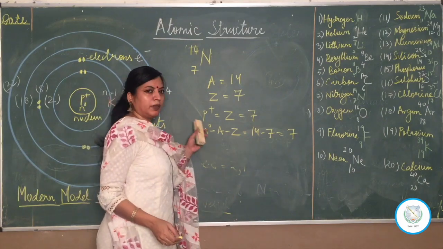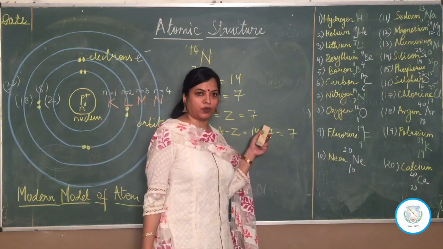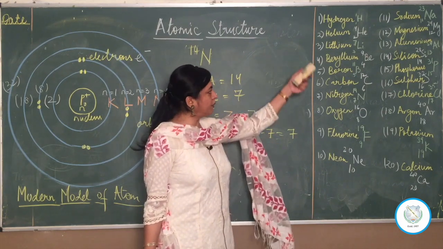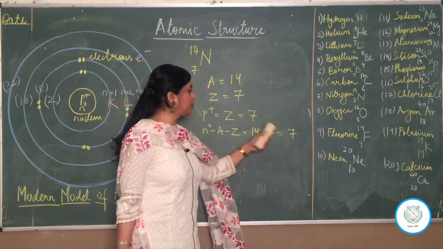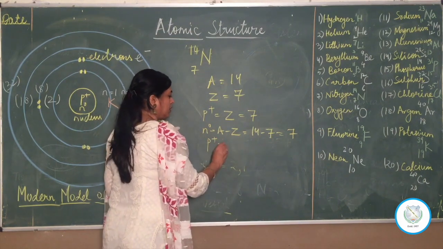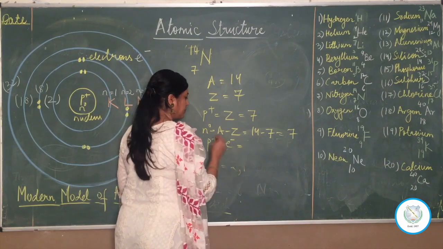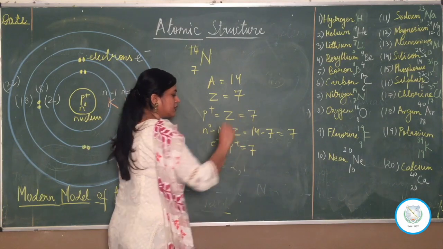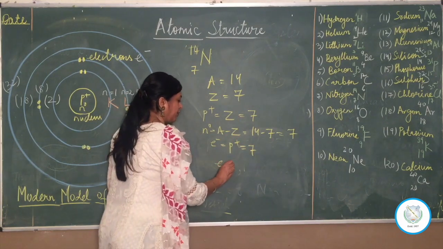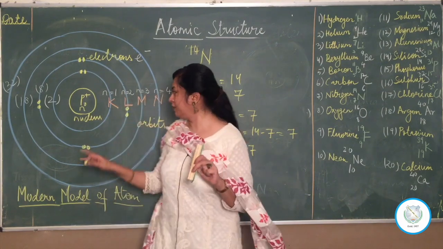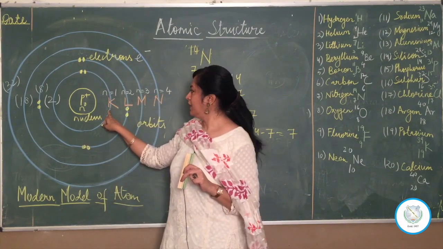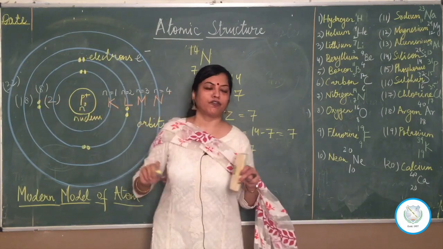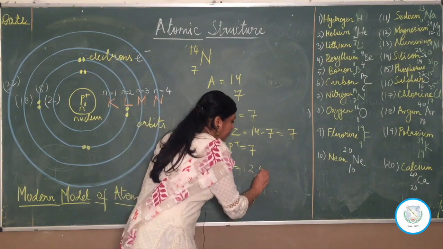Remember, it might be a coincidence that neutron is same as proton, or it may be different. It's not necessary that they would be same or they would be different. You will keep finding lot of variation here. So here neutron is also 7, and electron is equal to the number of protons, which is what? 7. And how do we write the electronic configuration here? 7 electrons have to be filled. 2 will go to the K shell, and how many are left? 5, because L shell can be filled till 8. So 2 and 5 is our electronic configuration.